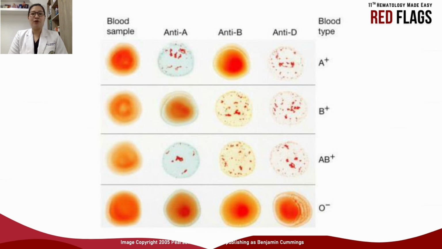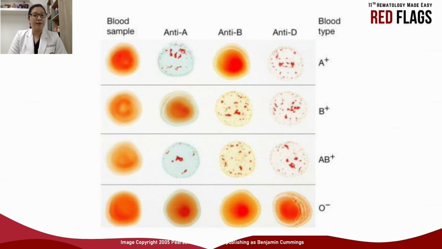Forward typing is performed by mixing the recipient's erythrocytes with commercially available anti-A and anti-B sera and observing for agglutination as seen in this figure, which shows the agglutination patterns for the different blood types. The reverse type is performed using the recipient serum and commercially available group A and B erythrocytes.